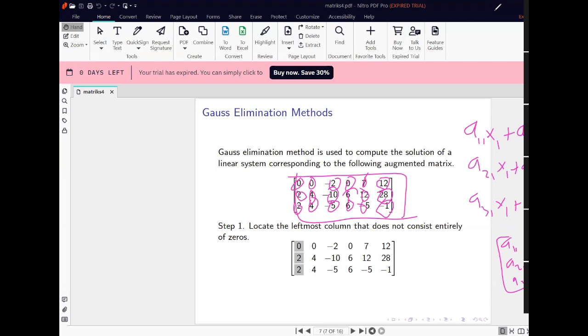Gabriela, is there? Are you here, Gabriela? Hello, Gabriela. Are you in here? Are you there? Okay, chat. Okay, how many variables in this augmented matrix?